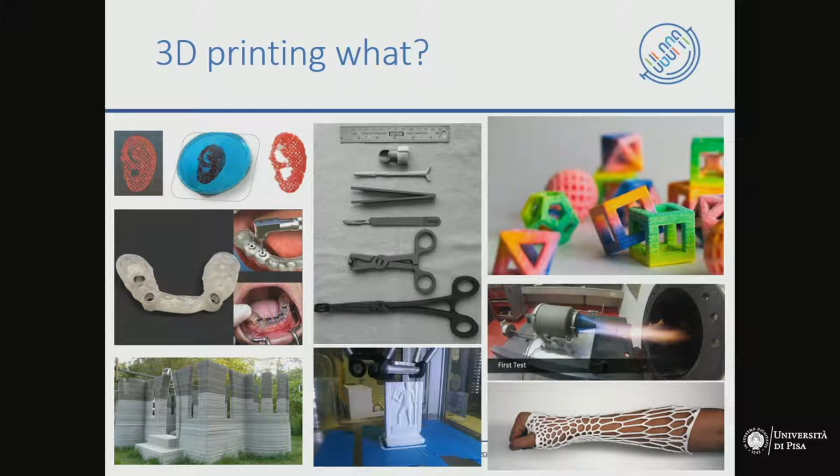Do you know what this picture represents? These are 3D printed medical devices produced for the space station. Do you know that we have a 3D printer on the space station? So these were designed on Earth, produced in space. Why? Perfect. It's faster to transport information rather than objects.